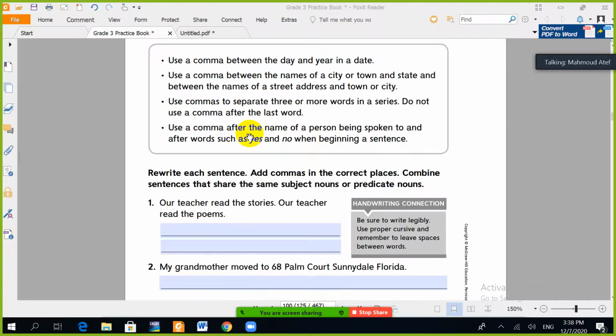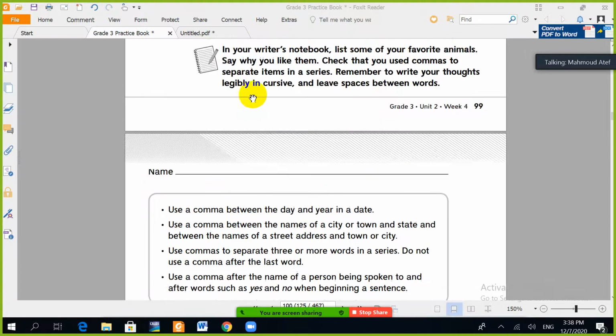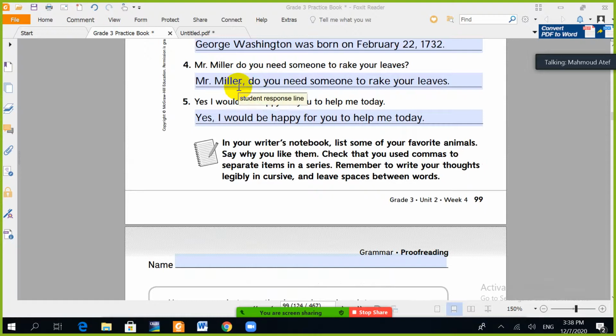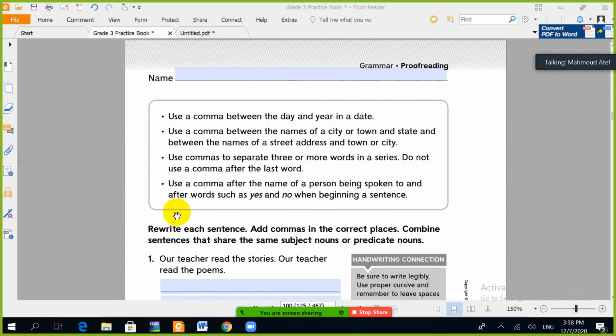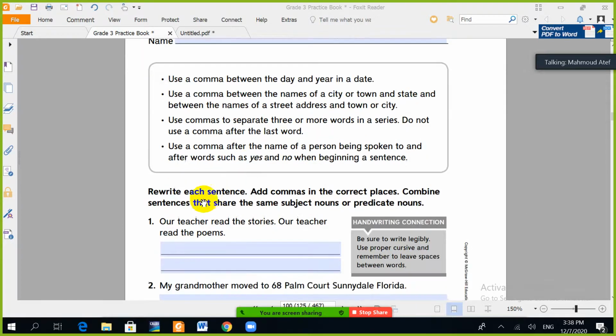Use a comma after the name of a person, like Mr. Miller. Mr. Miller, we stop there, and after that we say the sentence: Mr. Miller, do you need? Okay, so next one: use a comma after the name of a person being spoken to and after words such as yes or no.